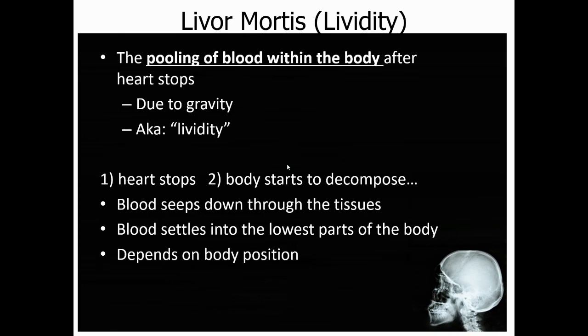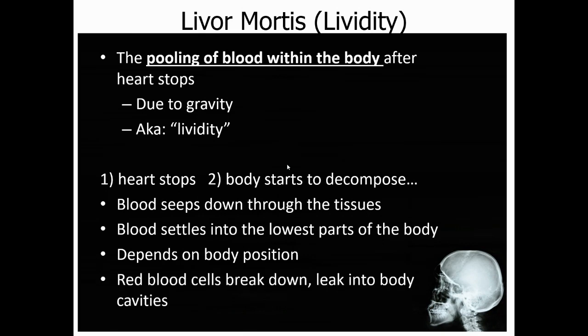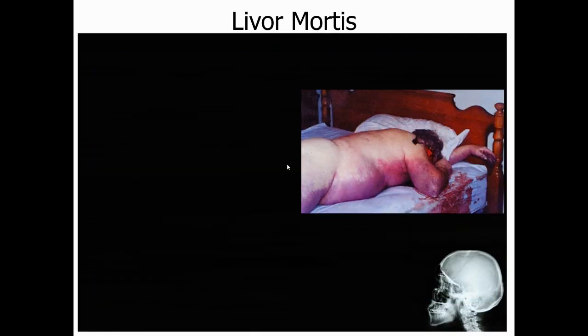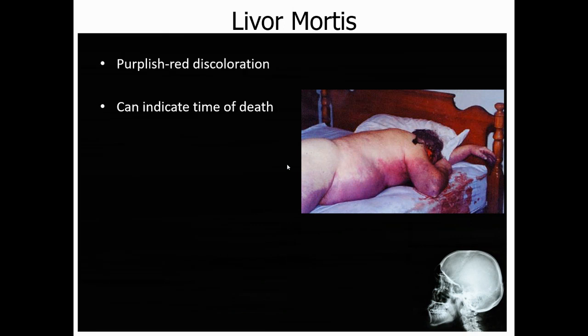Now, this depends on your body position, whatever part of you is lowest to the ground, and the red blood cells break down, blood kind of leaks out into the body cavities, and so you get something that looks like this. You get a change in color that's visible through the skin on the lowest parts of the body. Okay? And here's a slightly gross picture of what lividity actually looks like. Okay? It's a purplish red discoloration. It can help you indicate time of death. It's only on a portion of the body that is lowest and closest to the ground. It starts happening within 2 hours, and it becomes permanent after 8 hours.